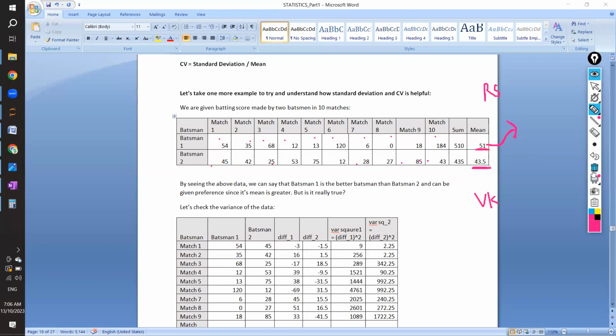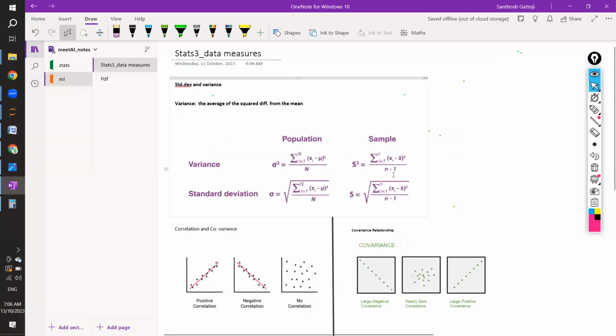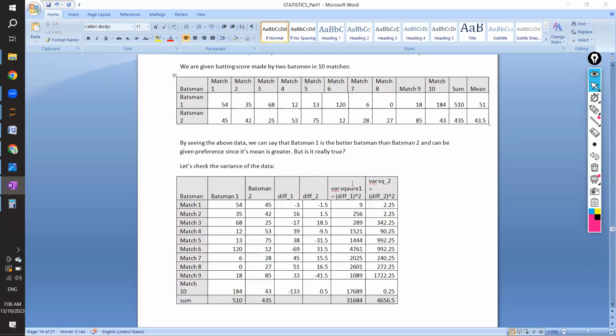We'll see. Now you will understand the concepts which we have studied: standard deviation, variance, etc. By seeing the above data, we can say that batsman 1 is better than batsman 2 and can be given preference since its mean is greater, but is it really true? We'll try to check. Initially, let's check the variance and also the standard deviation. To check variance and standard deviation, what is the formula? The formula is this one: xi minus x bar, whole square. That means calculate the difference of each and every point from its mean. So the same thing we are doing.